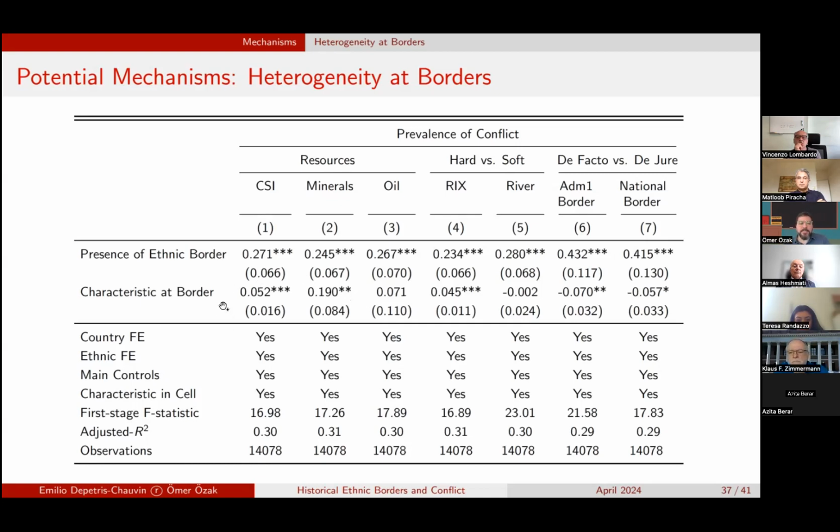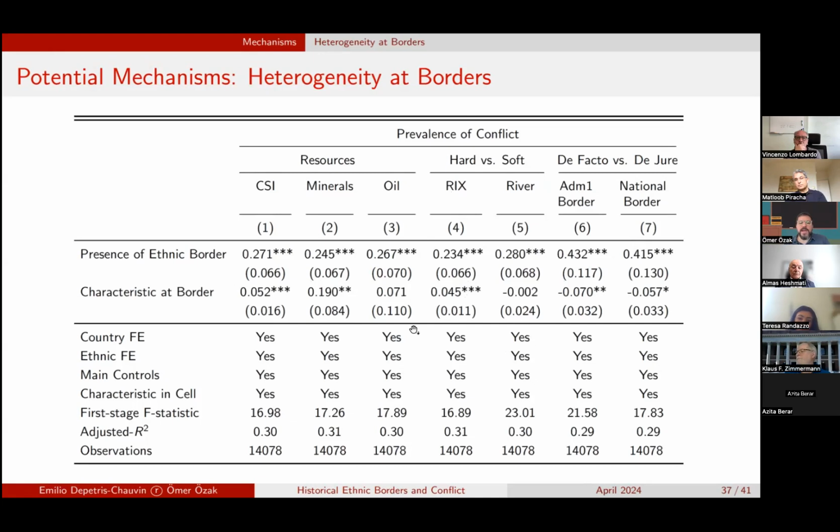And we see that the presence of valuable agricultural land increases the effect of borders. Similarly for minerals and oil, although the coefficient is positive, it's not really statistically significant, right? But if you look at agricultural land and minerals, their presence really close to the border really exacerbates conflict. Next, we're going to look at whether the coincidence of the historical ethnic border and some kind of geographical characteristic that may improve observability and enforcement of the border changes the effect of borders. And so here we look at ruggedness and how much they overlap with rivers.